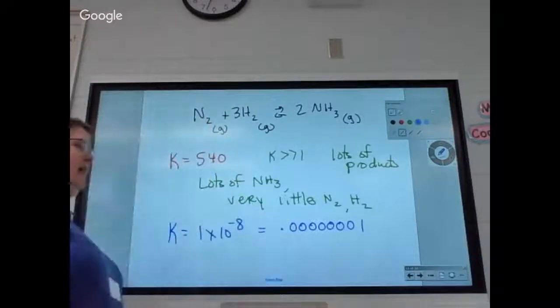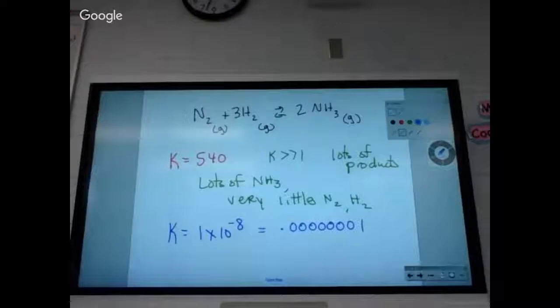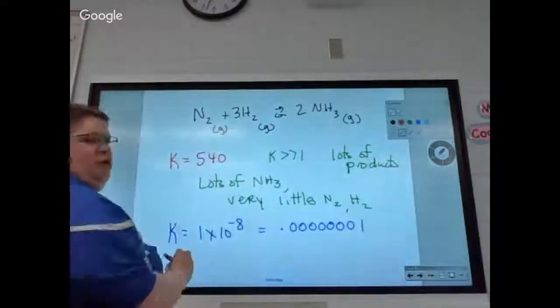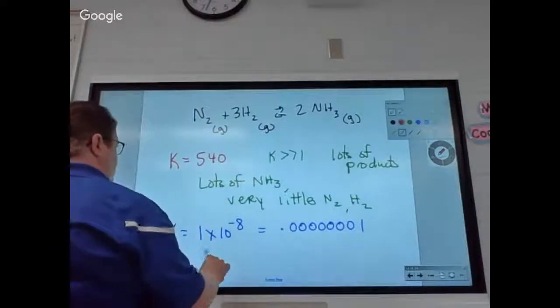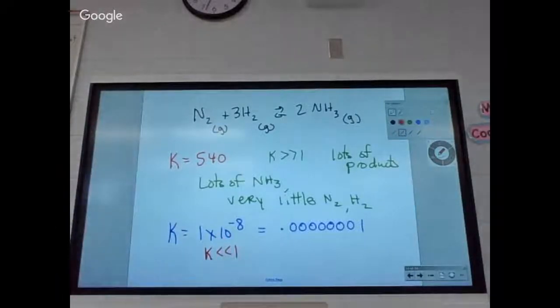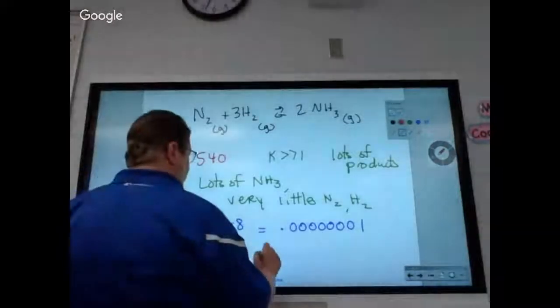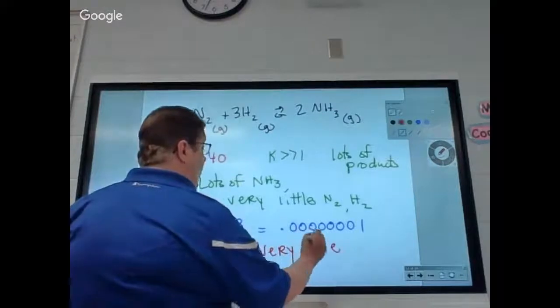All right, if we have this, what can you tell me about that K? Okay, it's much less than 1. K is much less than 1. So if K is much less than 1, what does that tell us? It has lots of N2 and H2 and very little NH3. Okay, it has very little products, I heard.